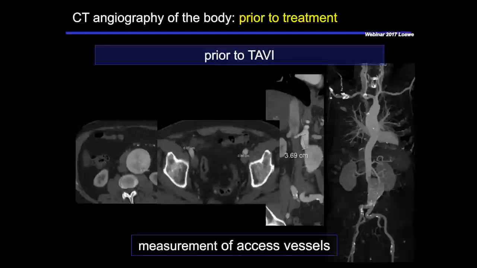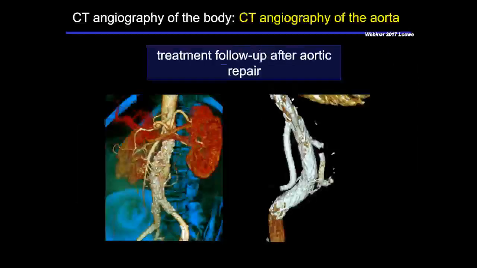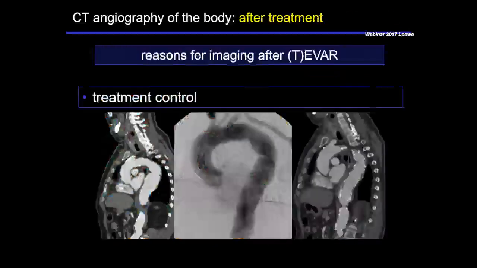But not only for the planning, of course, even for the follow-up, CT angiography plays a very important role, and I will mention that even in the chapter on functional imaging. So, of course, as we can see here, we can directly assess the device patency. We can really do a treatment control.